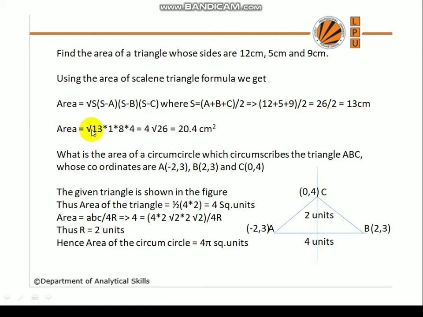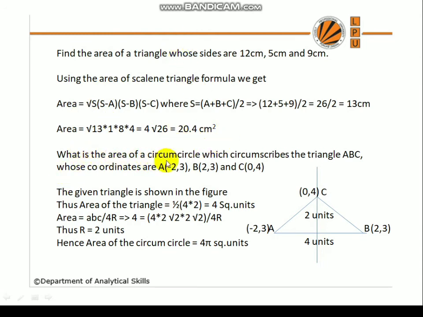Therefore the area is equal to under root 13 into 13 minus 12 is 1, 13 minus 5 is 8, 13 minus 9 is 4. So 13 into 1 into 8 into 4, which is equal to 4 times root 26. Root 26 is approximately 5.1. Therefore 4 into 5.1 is 20.4 centimeter square. The area of the scalene triangle whose sides are 12, 5, 9 is nothing but 20.4 centimeter square. Another problem.